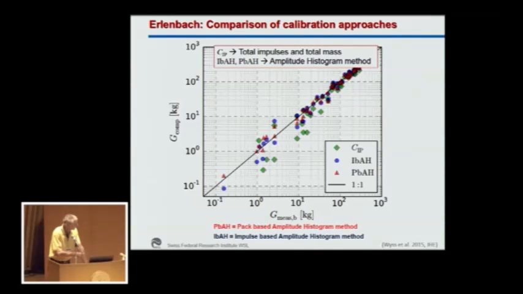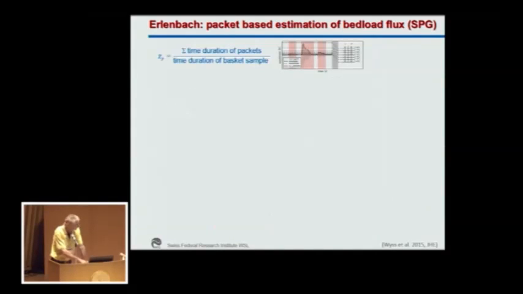But you can see they're quite similar. What is important here is that particularly for smaller masses of bedload that we collected in the basket samplers, there is a clearly better agreement, but this also has to do with the fact that for the amplitude histogram method, we also used lower threshold values than the 0.1 traditional limit.